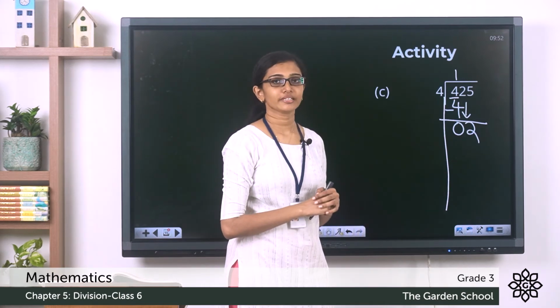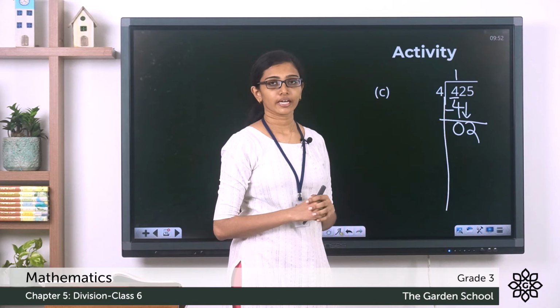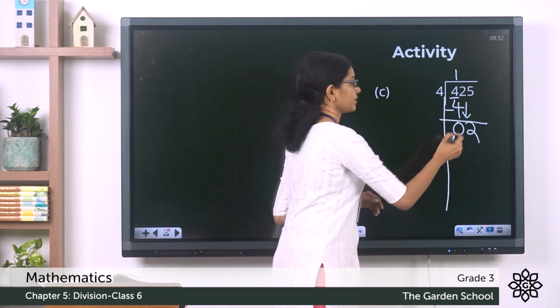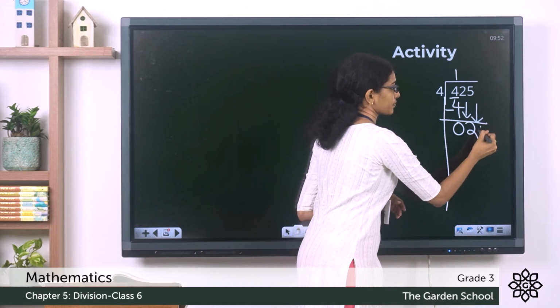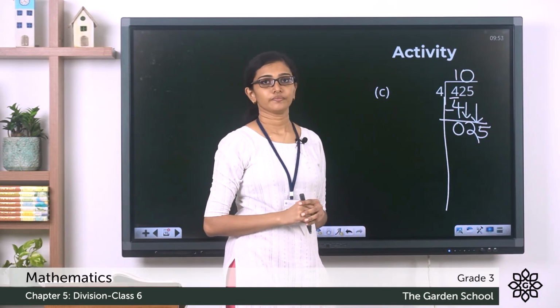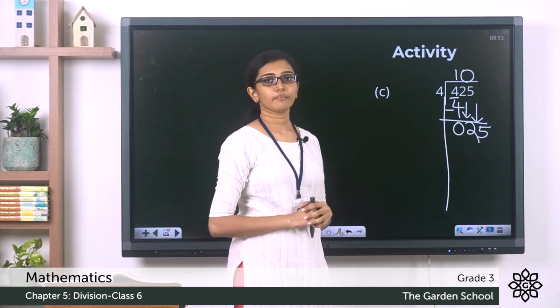Now we have 2 divided by 4. But can we do 2 divided by 4? We cannot do that, right? So let's bring down the next digit as well, which is 5. And at the same time, put a 0 at the top where you write the quotient. So now you have 25 divided by 4.